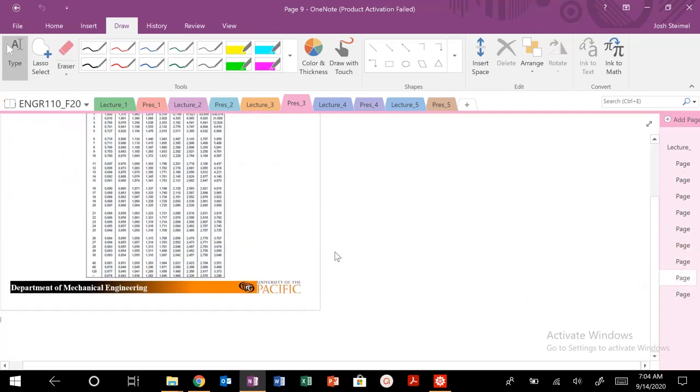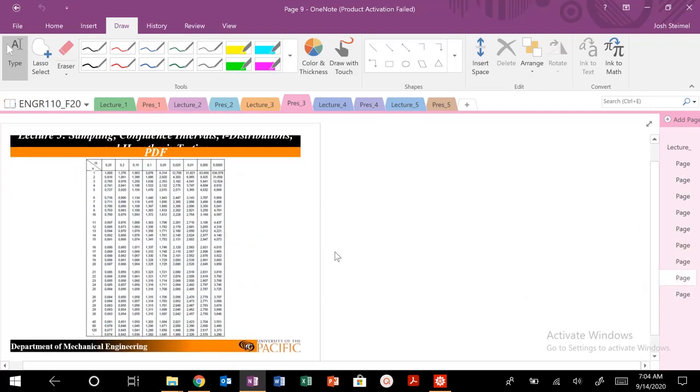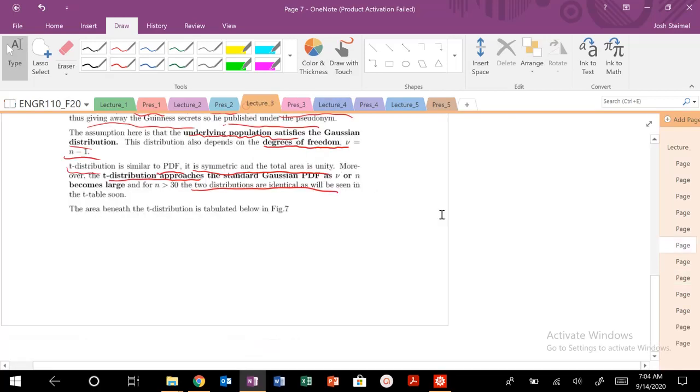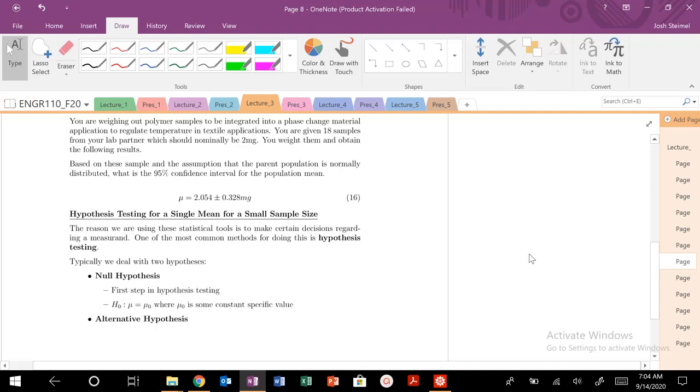So this is our t-table. You can see here, we'll talk about alpha in a second as well, but as nu becomes large, as it becomes infinity, you'll see that these values are exactly the same as our z values. But we'll come back to that in just a second.